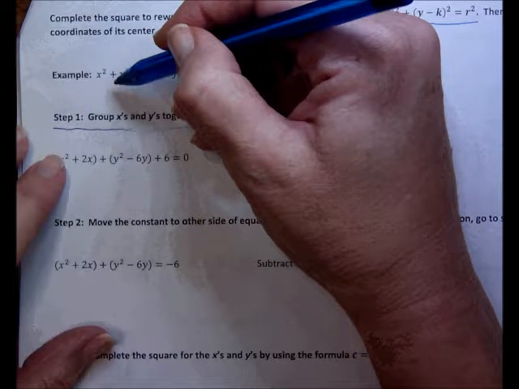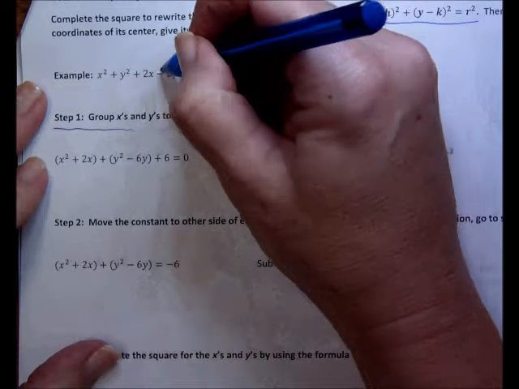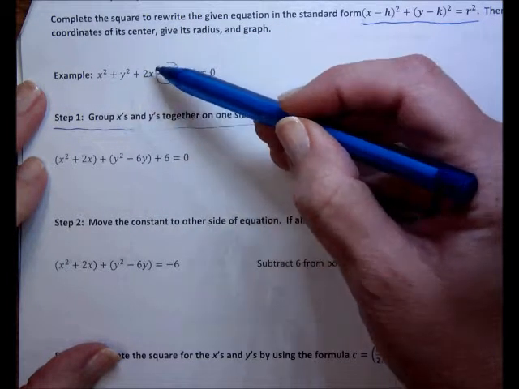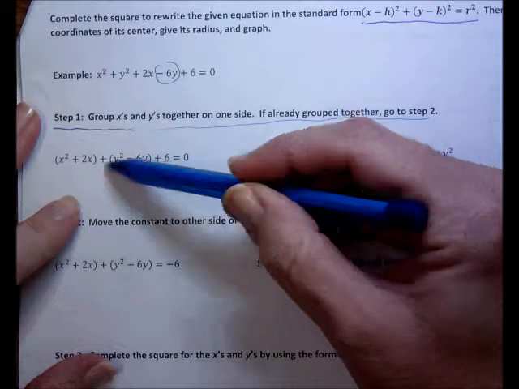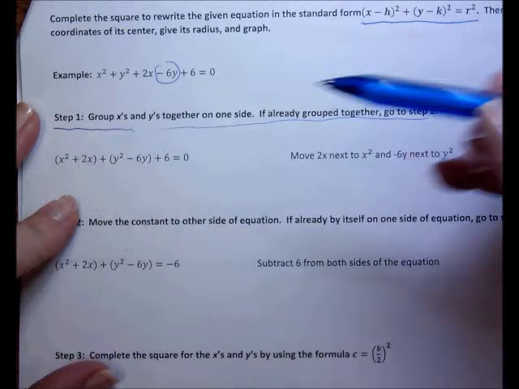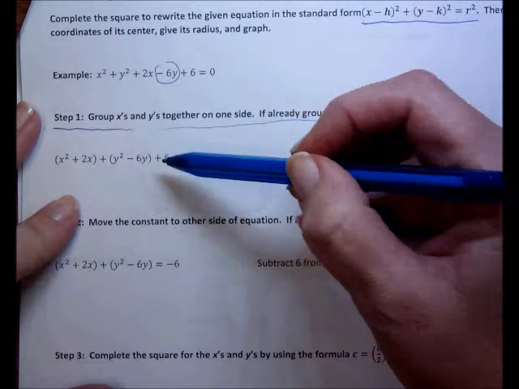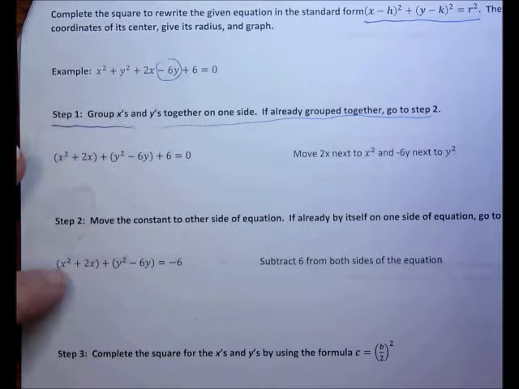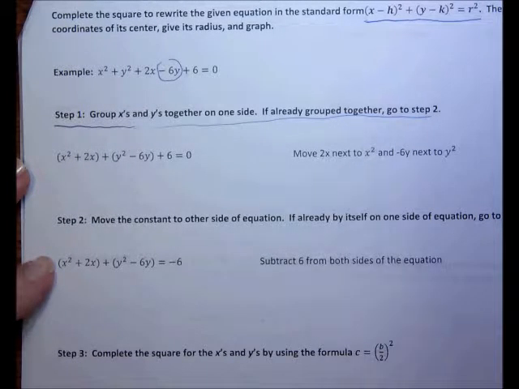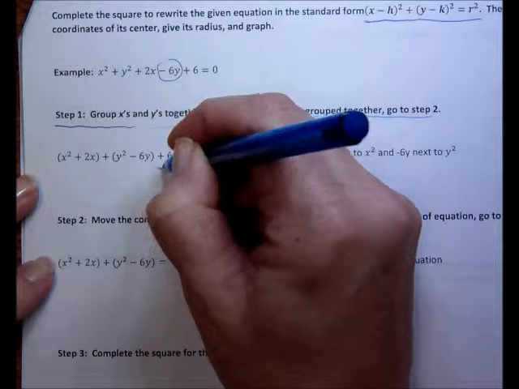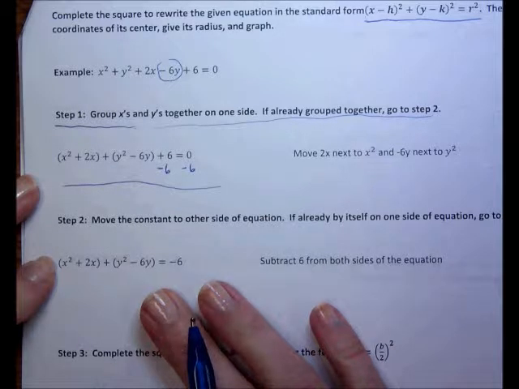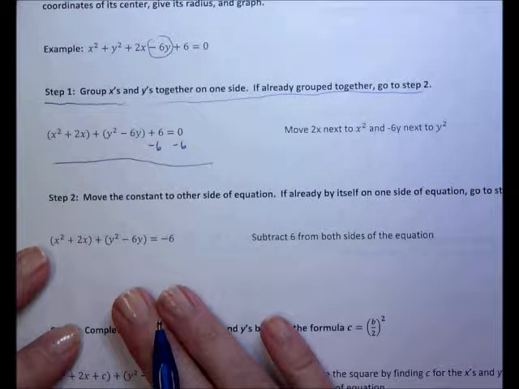So when I do this, I can move things, but notice that here the sign moves with 6y because that is negative 6y. So down here it becomes x squared plus 2x plus y squared minus 6y plus 6 is equal to 0. Step 2 tells us to move the constant to the other side of the equation if it's not already there. So in this case, it is not already there, so I'm going to subtract 6 from both sides of the equation. And I end up with my new equation looking like this right here.